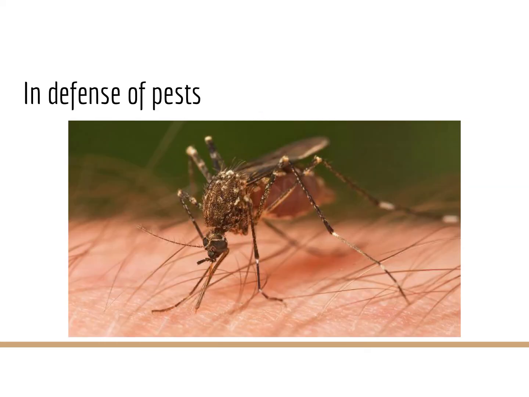So we'll segue for a second and talk about your homework assignment. You are all going to think of a pest that you absolutely hate. Okay, so think of a good one. Think of one that you absolutely hate. Get that in your mind right now. Maybe write it down next to you.